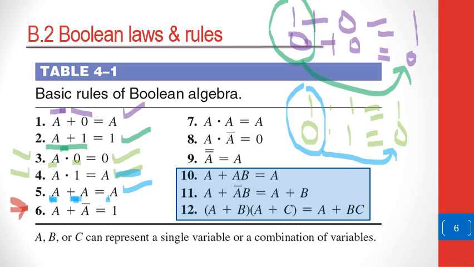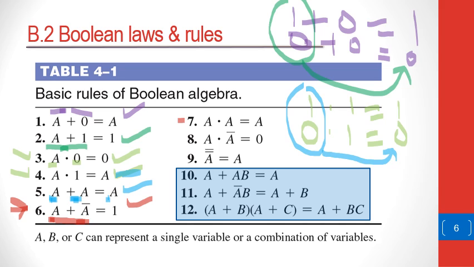When you have a variable plus its complement, the result will be 1. The reason for this is, remember, this is an OR gate, which means if you have an A or its complement, they will always have opposite values. So one of the inputs here is always going to be 1. If A is 0, then the complement is high. If A is high, then the complement is 0, which is why your value is always 1.